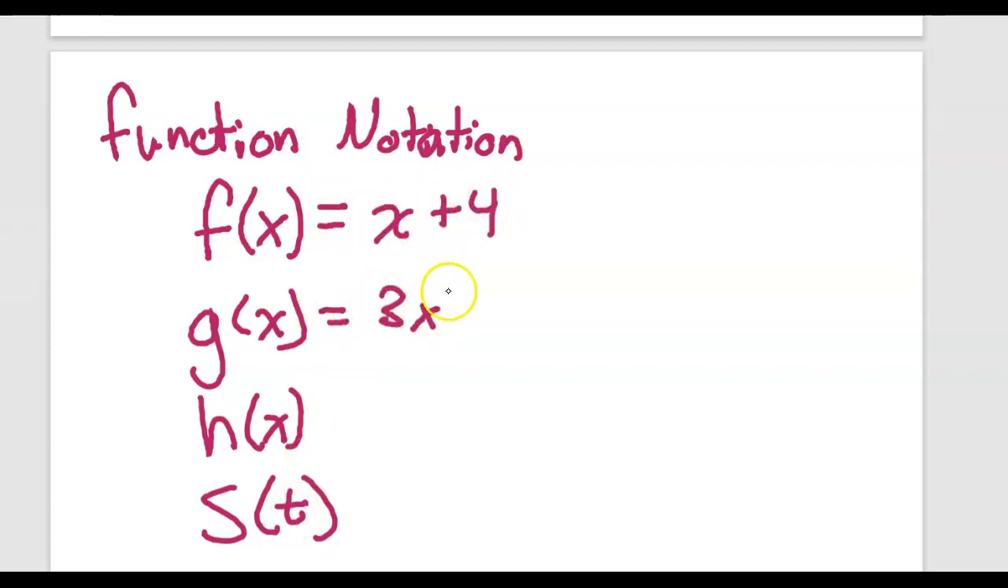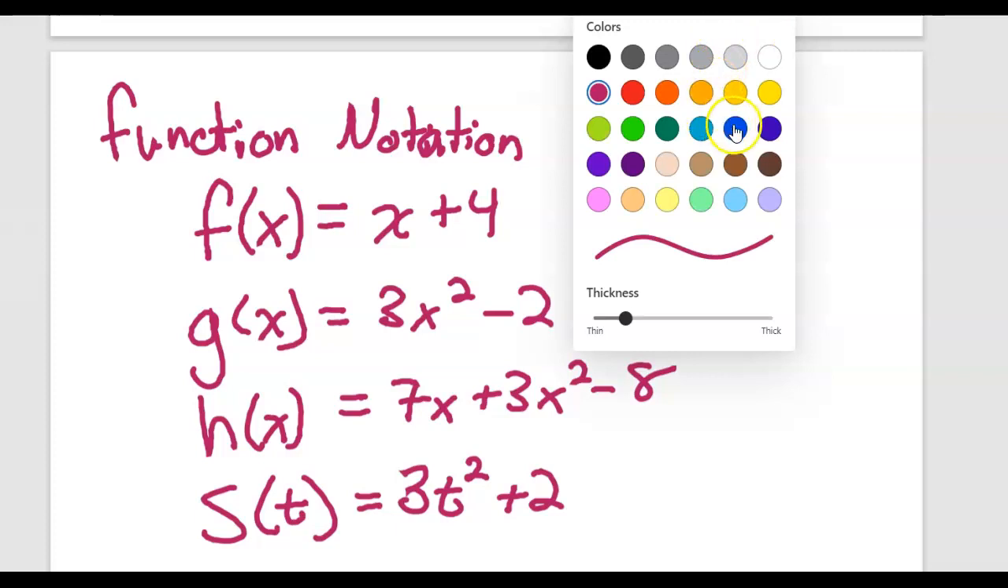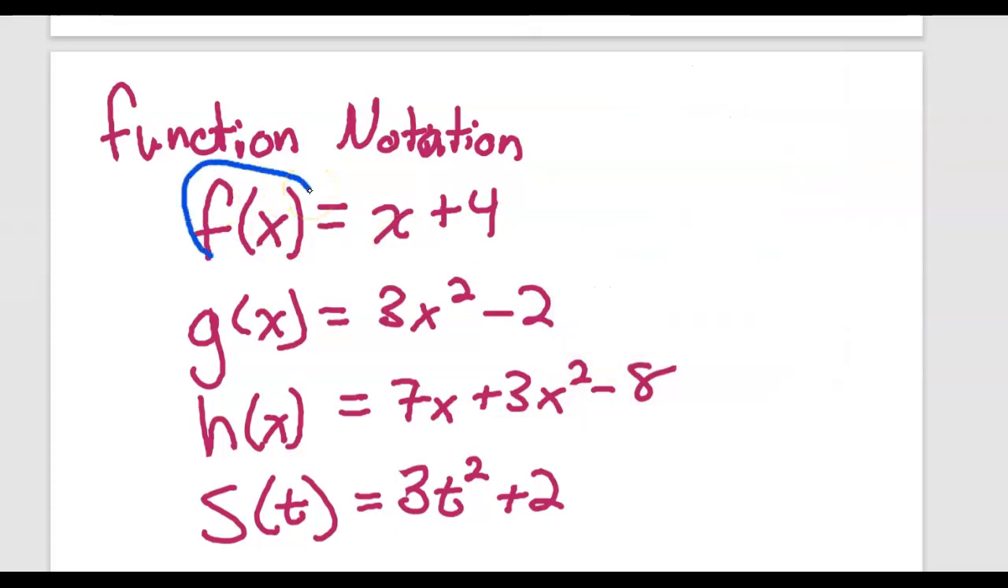Or maybe we have 3x squared minus 2. Or we have 7x plus 3x squared minus 8. Here, we would have something that looks like 3t squared plus 2. So it's just looking at whatever this variable is in here. The function notation, as we look at it, is replacing our y value. So this entire thing is the same thing as our y.